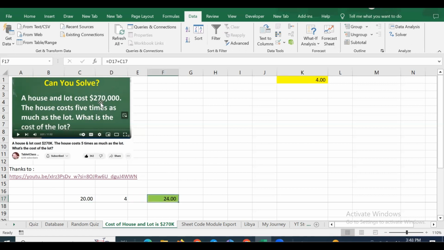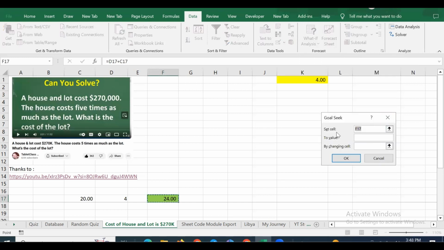And this has to be set to 270,000, not 24. Okay, so let's go to the goal seek. Excel provides you this wonderful tool. In the what-if analysis, you will find the goal seek in here, right? It first asks what cell you want to set. We want to set this cell to a value. This cell has to be set to what value? $270,000. And by changing what?